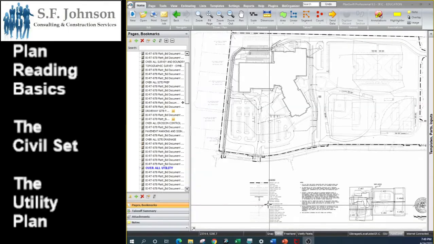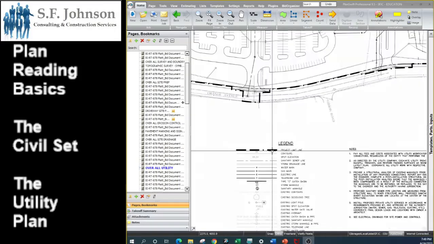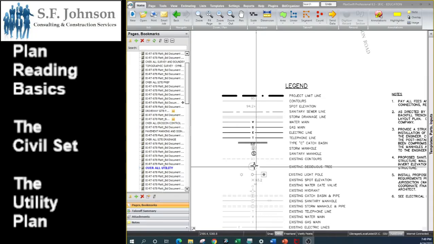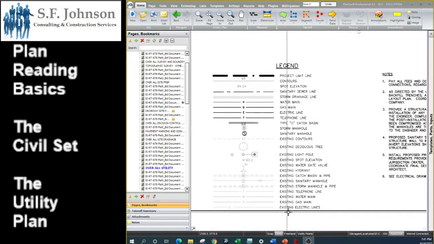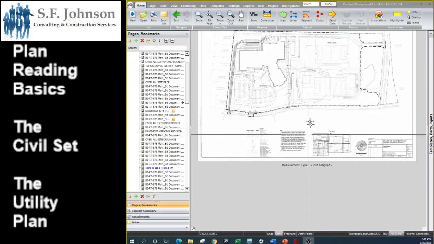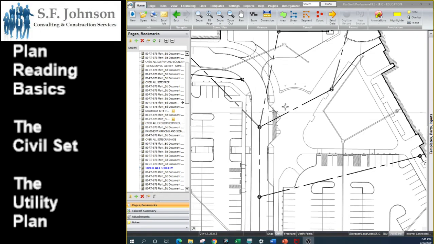Okay, and so you always want to take a look at all the symbols, how they're representing the symbols. Storm drains, sanitary sewer, main gas, electric line, telephone line, catch basin, storm manhole, sanitary manhole, existing contours. All the existing information is going to be gray, as in any set of construction documents, and all of the new construction is going to be in black. Project limit line. So, you want to take a look at everything. This is the full project in full, and then it gives you the basics, right? But this isn't enough to complete your takeoff, right?